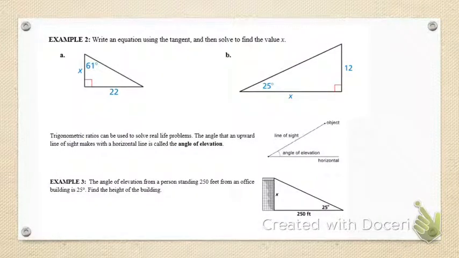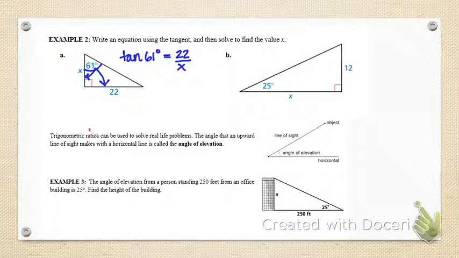So let's take a look at an example, example 2a. So here's my 61 degree angle, and I've got the opposite side and I've got the adjacent side. So I'm going to write this as the tangent, or ratio of the opposite to the adjacent, of 61 degrees equals 22 over x. Now how can I solve this?